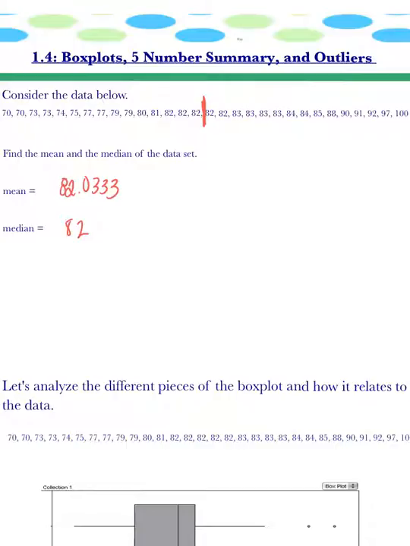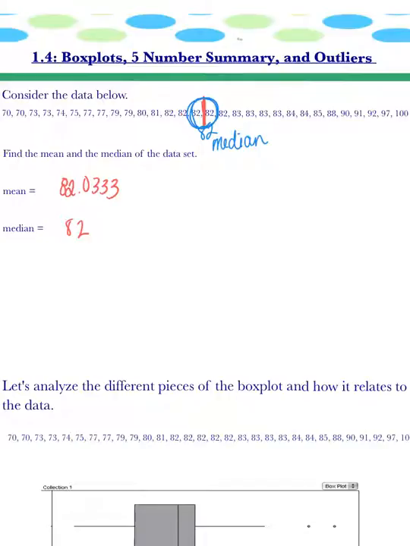Let's double check that. You've got 1, 2, 3, 4, 5, 6, 7, 8, 9, 10, 11, 12, 13, 14, 15. And 1, 2, 3, 4, 5, 6, 7, 8, 9, 10, 11, 12, 13, 14, 15. Good. So that is the exact middle, and since there's not an exact middle number, you had to take the average of these two numbers, but the average of 82 and 82 is just 82. So there's my median. You can see that the mean here is slightly larger than the median, but they're pretty close.